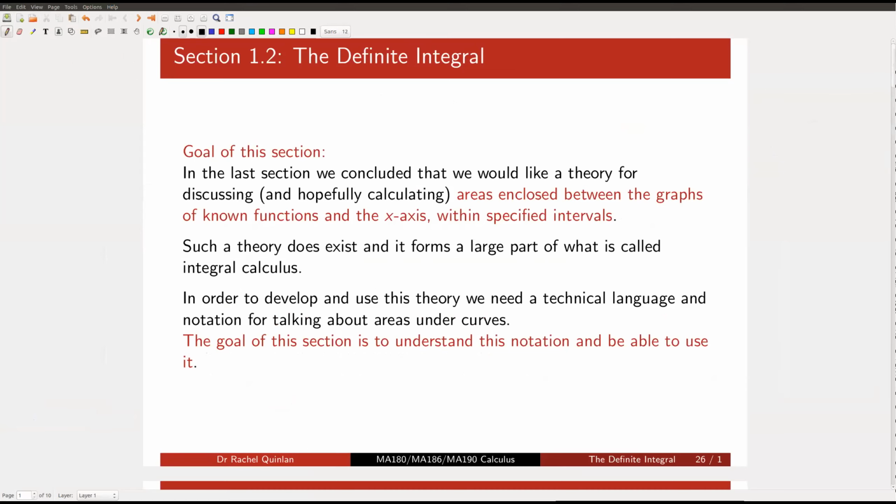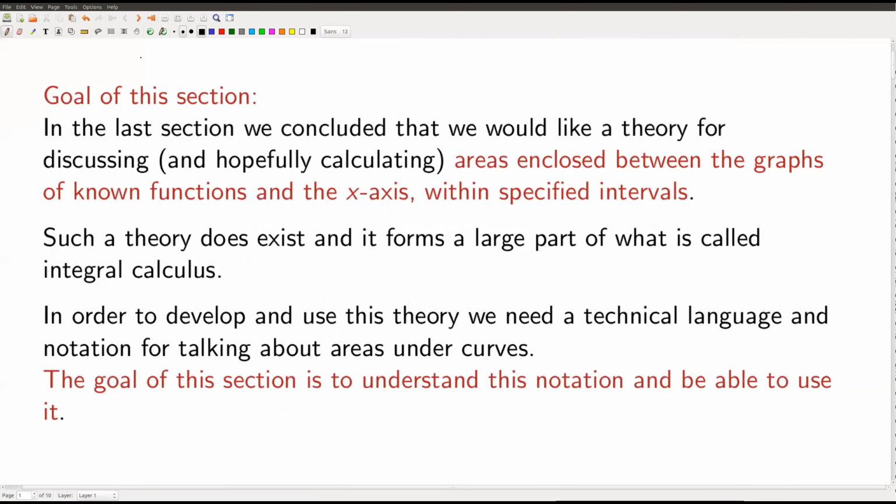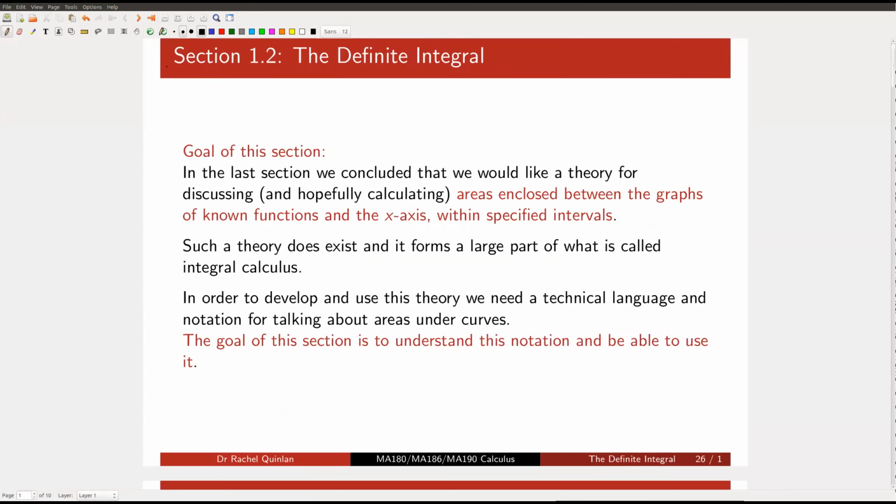Okay, so this is a short section. Basically what it's about is learning a little bit of language and notation that goes along with this subject of integration. So we're going to talk about something called the definite integral. And ultimately, we're going to be calculating definite integrals.